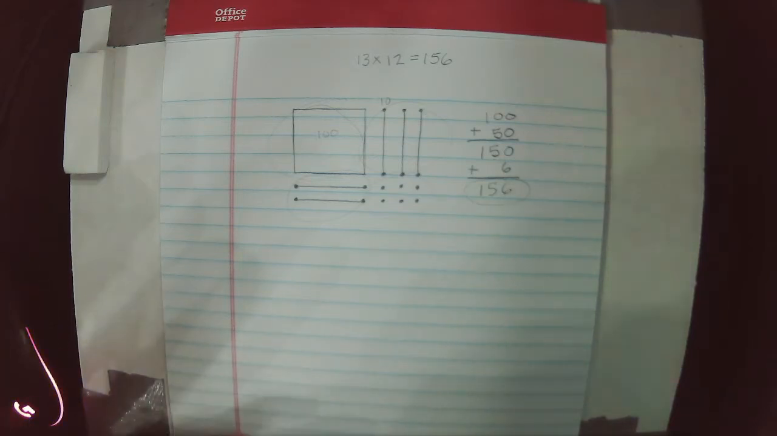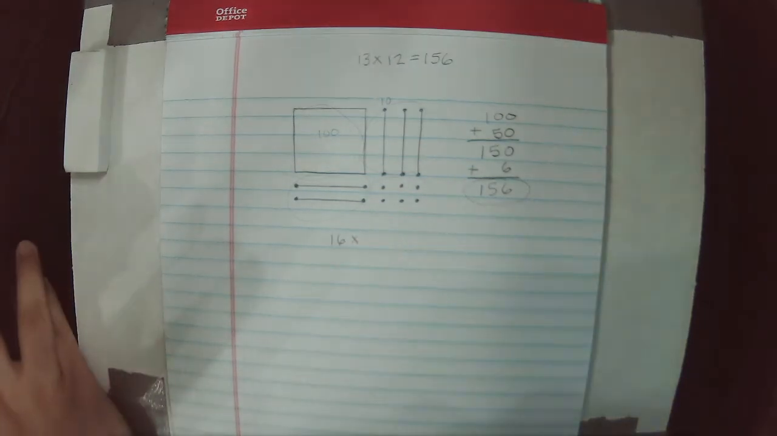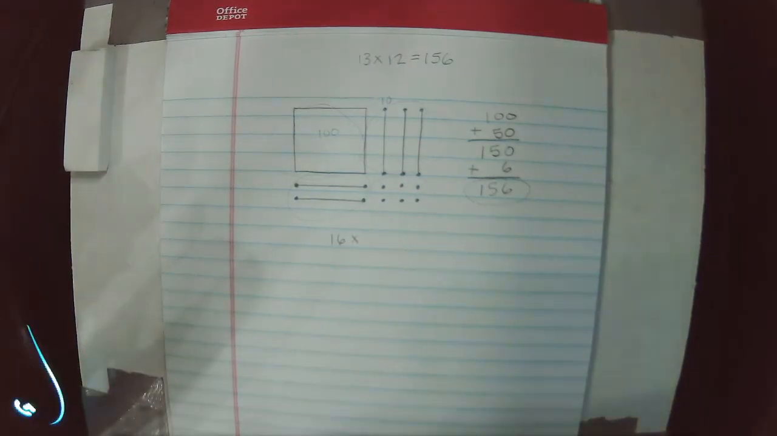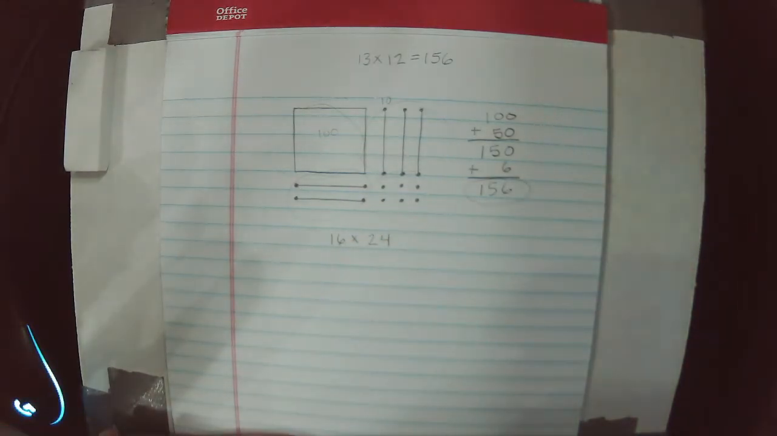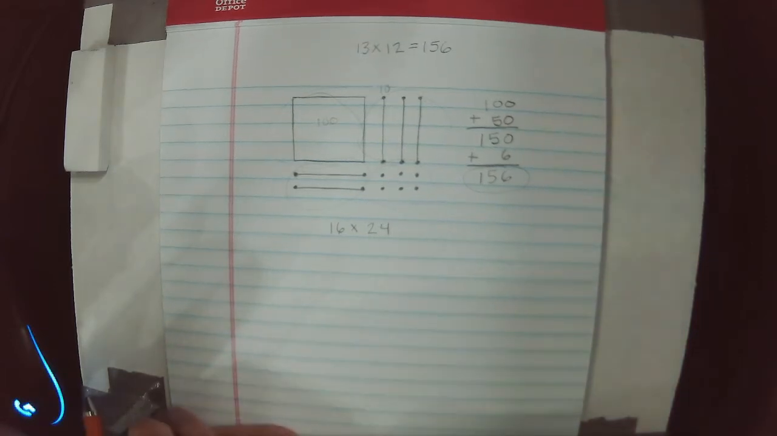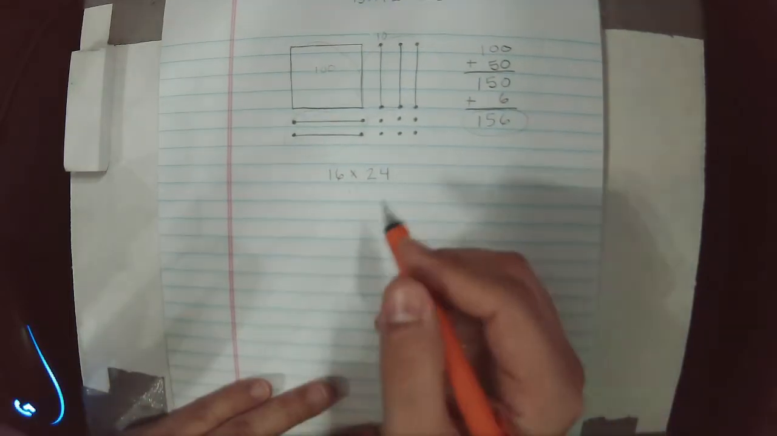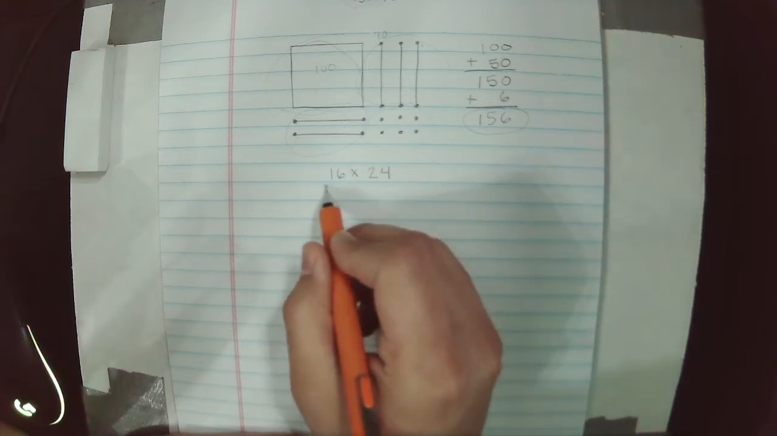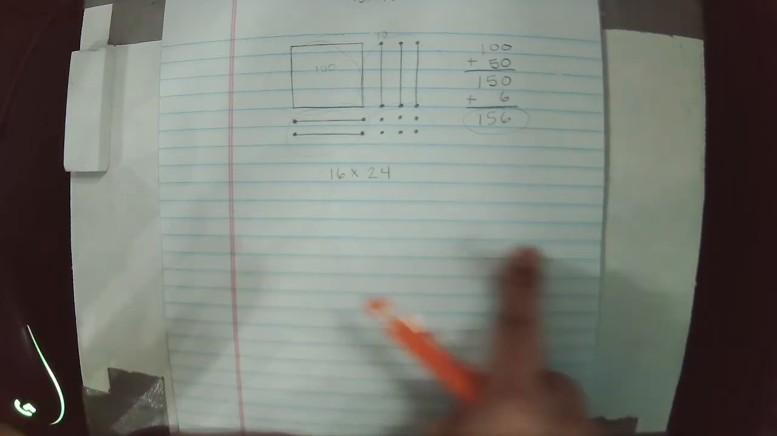Okay, very similar. We're going to do 16 times 24. So 16 times 24. Just like the last time, I'm going to draw my first number. And the first one I'm going to go left to right. It's going to be horizontal.